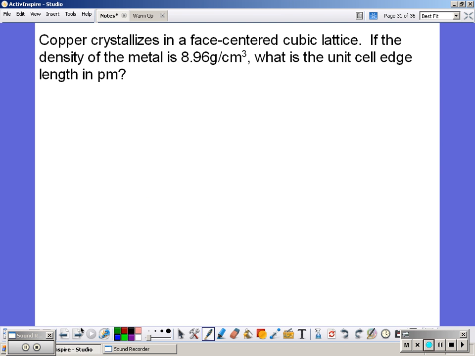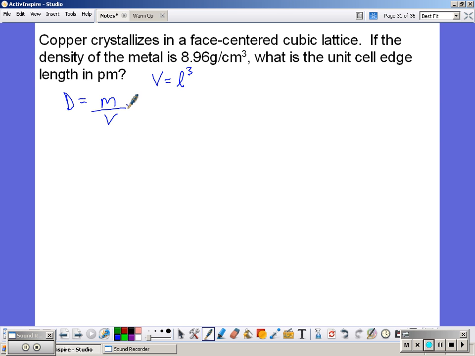Copper crystallizes in a face-centered cubic cell, or cubic lattice. If the density of the metal is that, what's the unit cell edge length in picometers? So we know that density is equal to mass over volume. And to find the edge length, I know that volume is length cubed. It's a perfect cube, so length, width, and height should all be the same. So what I need to do is to solve for the volume and then solve for the length. To solve for the volume, I have to know the mass.